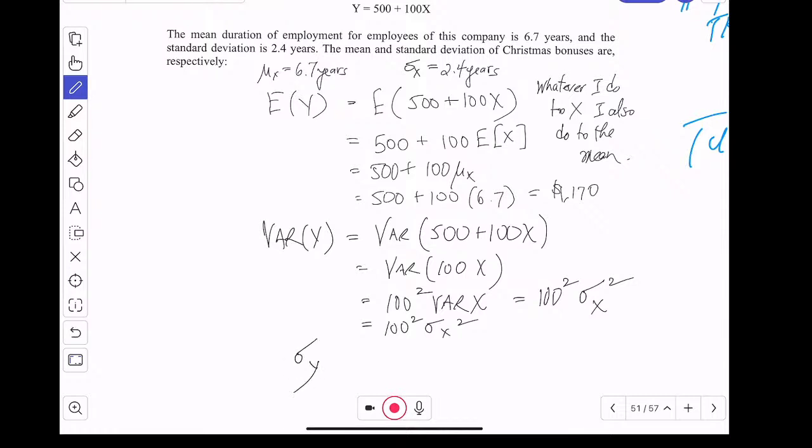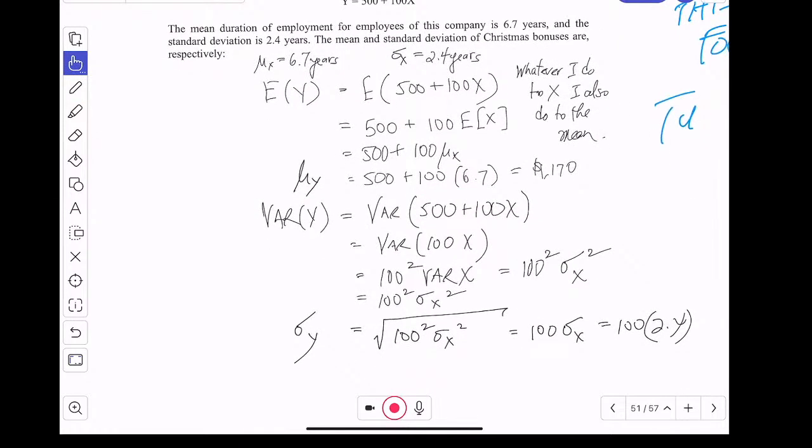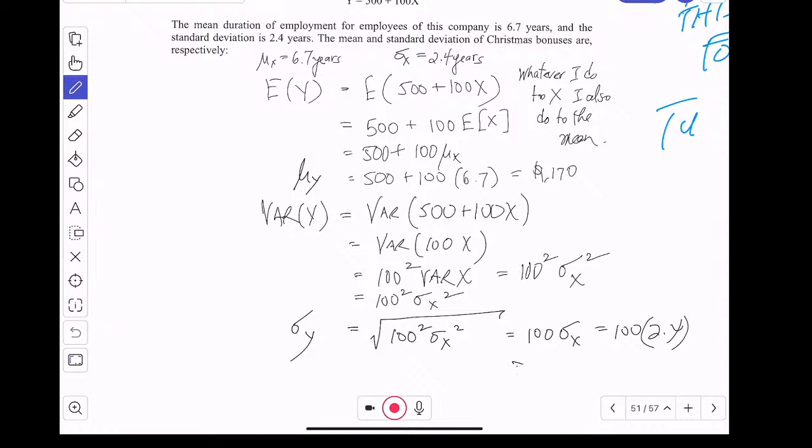So sigma y, or I could also call this mu y, sigma y is just the standard deviation, so it's the square root of that, which is 100 times sigma x, which is 100 times 2.4. So the standard deviation, which is all I wanted, is $240. It's a tight distribution. Any questions? So those are my answers: the mean and the standard deviation.